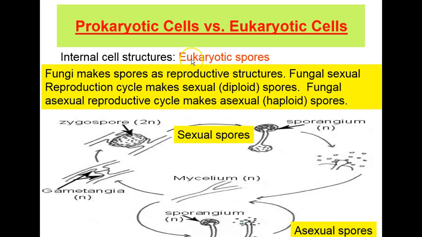On the other hand, eukaryotic cells, fungal cells, can also make spores. Eukaryotic spores are found in fungi. However, the spores found in fungi are reproductive structures. Fungal cells can reproduce sexually, producing sexual spores, or fungal cells can also reproduce asexually, creating asexual spores.